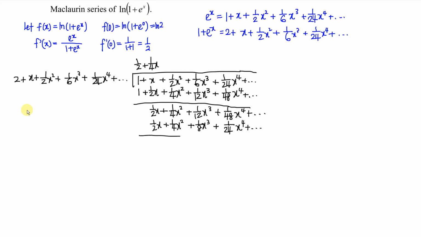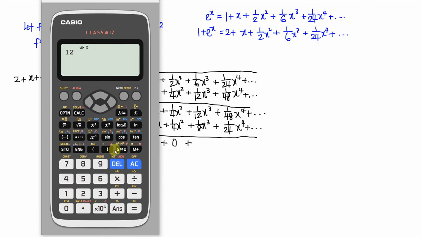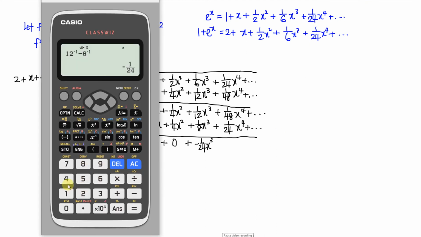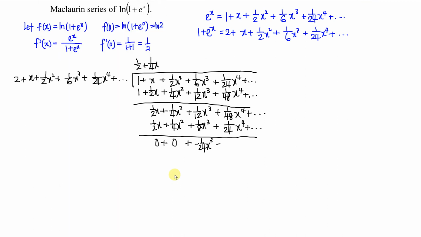Then simplify again. So 1/2 minus 1/2 is 0. 1/4 minus 1/4 is 0. Then we have 1/12 minus 1/8. So we have negative 1/24 x^3. Then 1/48 minus 1/24, so we have negative 1/48 x^4. Okay, so we continue.